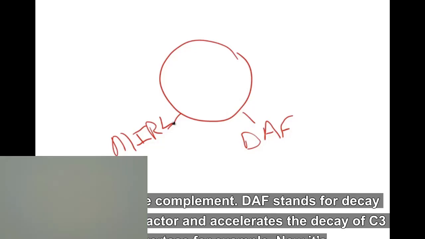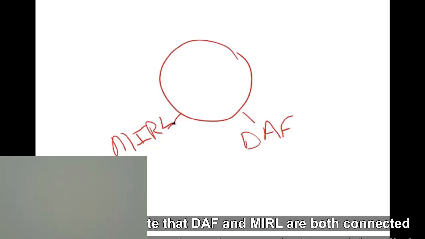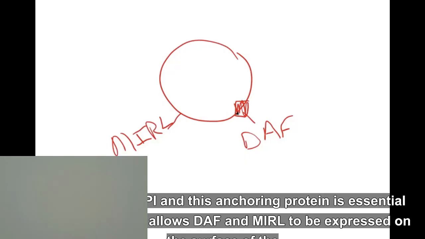Now, it's important to note that DAF and MIRL are both connected to the red blood cell membrane by an anchoring protein called GPI. So this is GPI. This anchoring protein is essential because it's what allows DAF and MIRL to be expressed on the surface of the red blood cell.